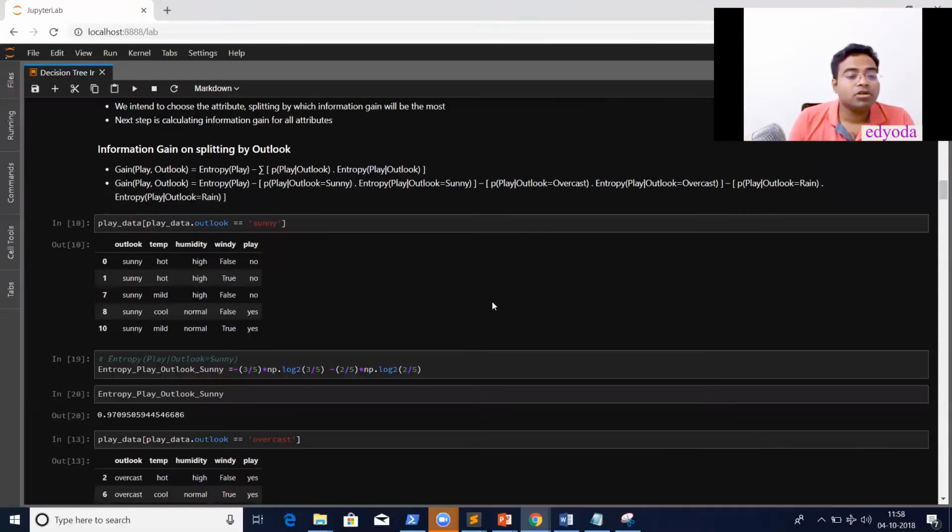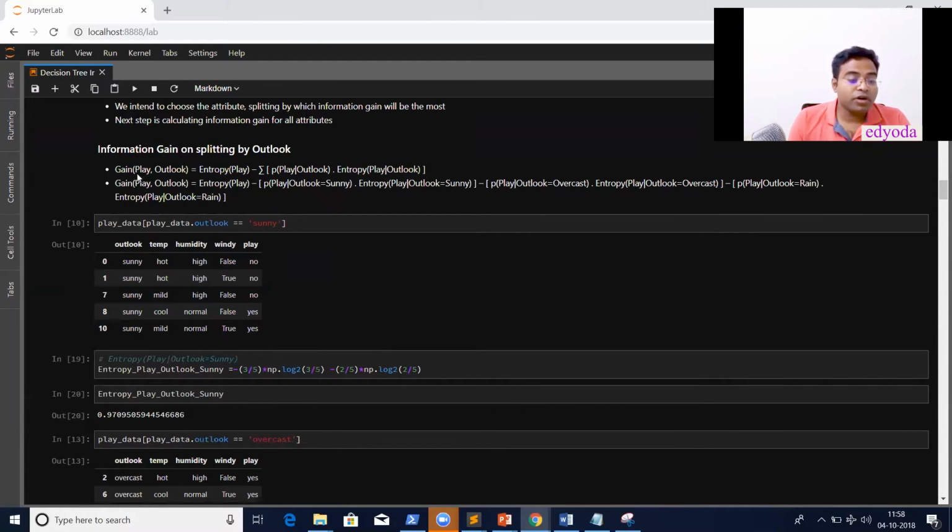Let's do the calculations, let's do the math, then we'll understand the entire flow. I'll take you through the entire process. Be a little patient, it takes some time to do the calculation, but we have taken a simpler data set to understand this.